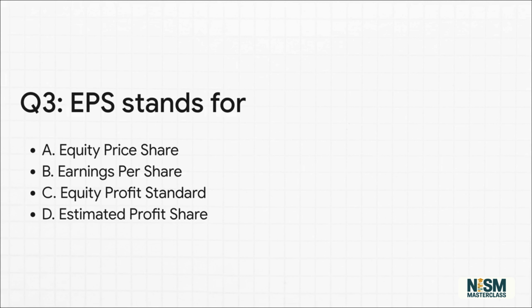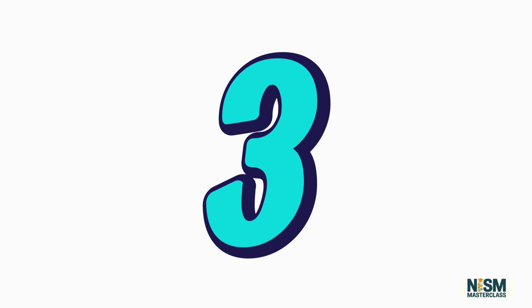Let's look at question 3. EPS stands for A, equity price share, B, earnings per share, C, equity profit standard, or D, estimated profit share. Pause now if you need more time.